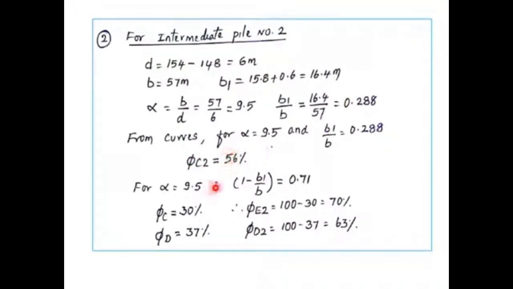But to get the left side of the pile, that is E2 and D2, we have to refer for the ratio 1 minus B1 by B. So for 1 minus B1, that is 0.71, for alpha 9.5, we get these values. Therefore point E2 will be 100 minus 30, which is 70%, and for D2 it is 37%, which we got from the graph, so 100 minus 37 is 63. So now at E2 it is 70%, gets reduced to 63%, and then reduced to 56% at C2.